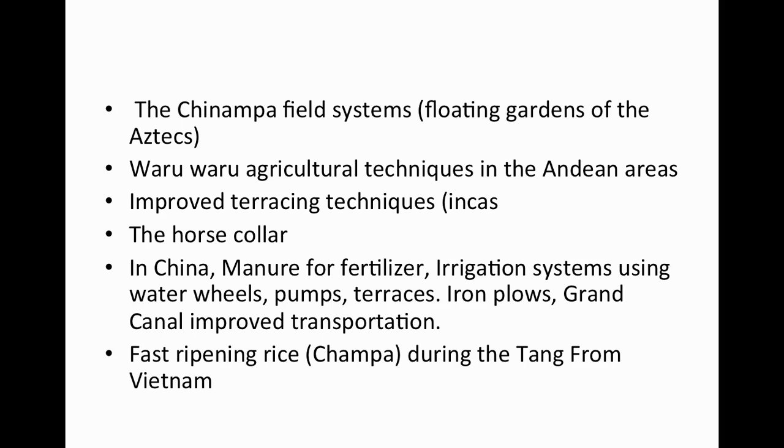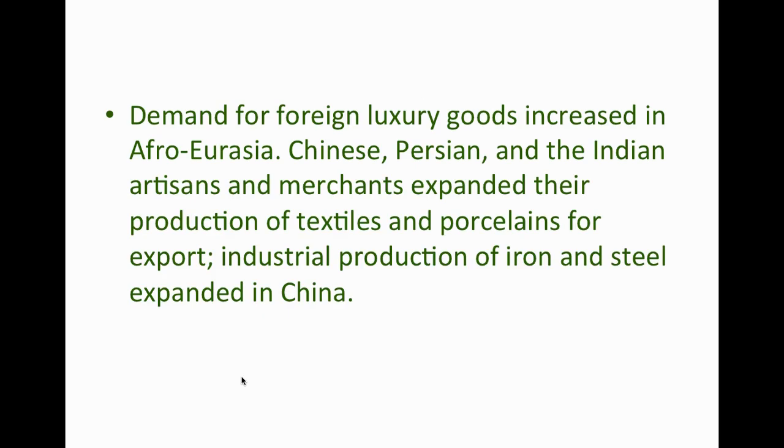Okay, so definitely be able to identify some of those agricultural innovations that were occurring. Definitely the Chinampa field system, and I think the iron plow in China and the fast ripening rice. Demand for foreign luxury goods increased in Afro-Eurasia. Chinese, Persian, and Indian artisans and merchants expanded their production of textiles and porcelains for export. Industrial production of iron and steel expanded in China. So that's important, right? Industrial production of iron and steel expands in China. That's probably going to be an answer on a test or something you want to elaborate on in a short essay.